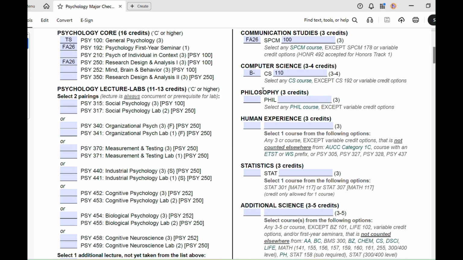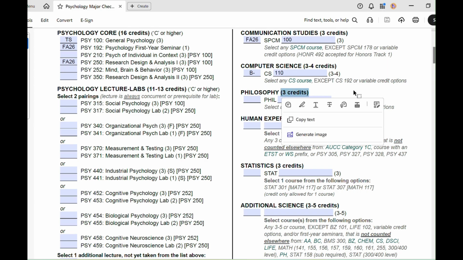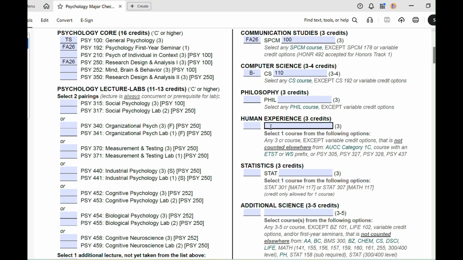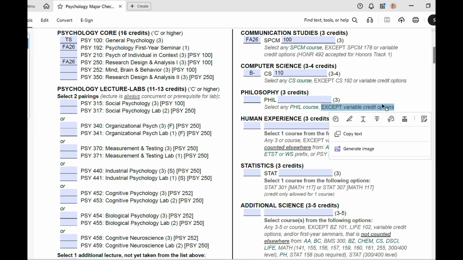Next is philosophy. All students must take a 3-credit philosophy course. It can be any philosophy course except for variable credit options. It must be at least 3 credits. This is also another course that has the potential to double count elsewhere.